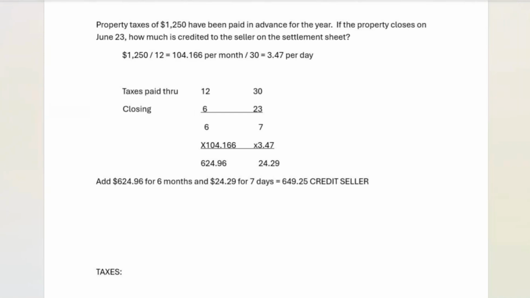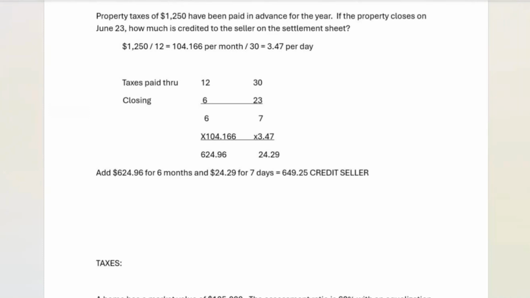So we take that $1,250 divided by 12, that equates to $104.166 a month, divided by 30, $3.47 a day. So we can subtract here 23 days from 30 days, gives us 7 days at $3.47 a day for $24.29. Subtract 6 months from 12 months, that will give us 6 months at $104.166 a month, $624.96. You add them together and you get $649.25. This time it's going to be a credit to the seller because they have prepaid those taxes.